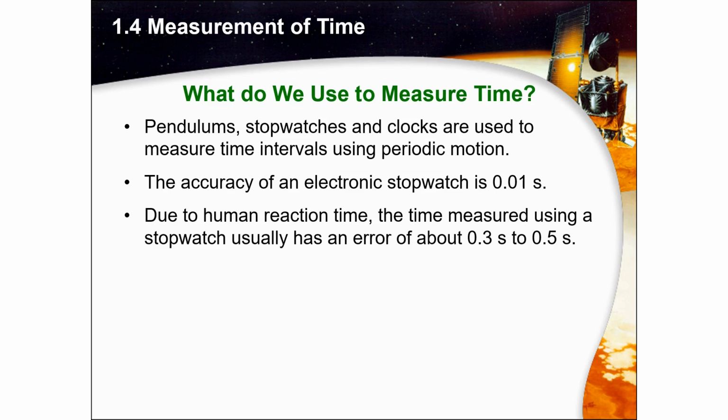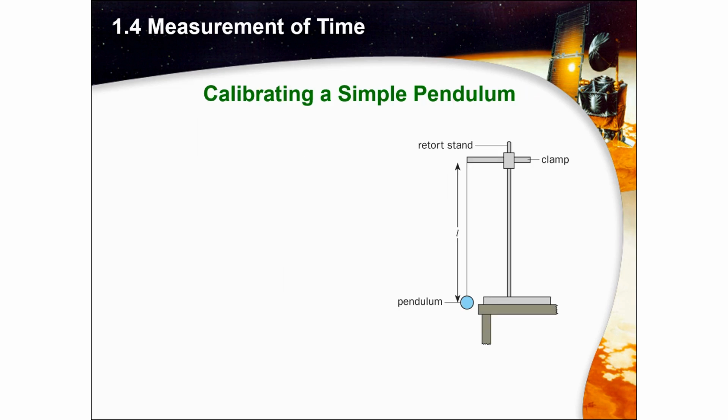Whenever we see something stop, we react by pushing the button of the stopwatch. This usually creates a time difference or error of about 0.3 to 0.5 seconds. How can this error be minimized? Let's see when we would like to calibrate a simple pendulum. In this picture, you can see a retort stand, a clamp, and the pendulum.